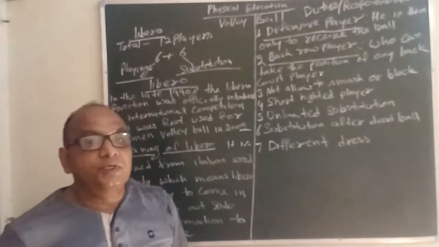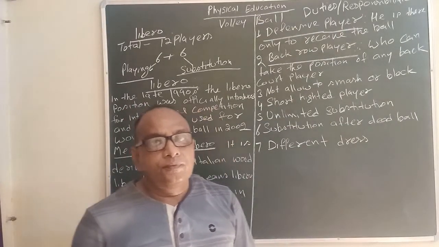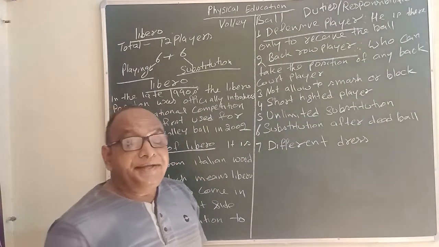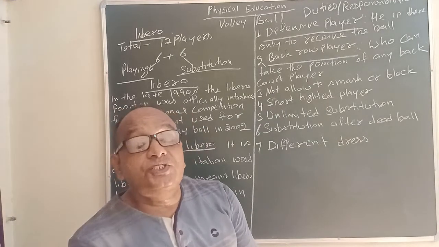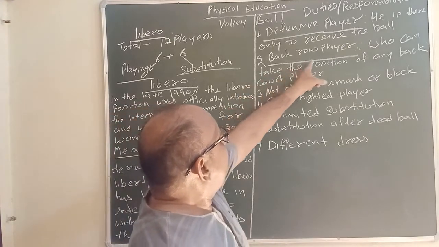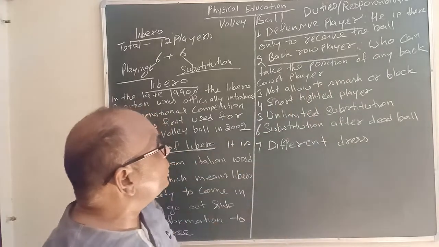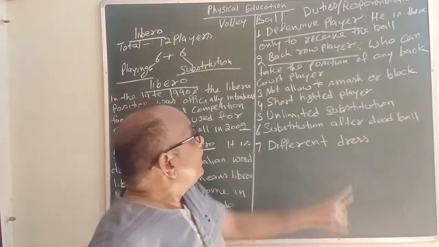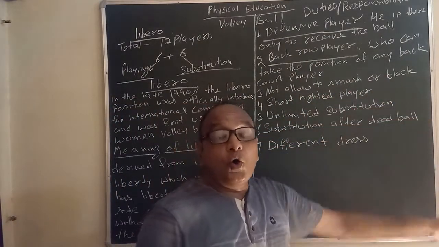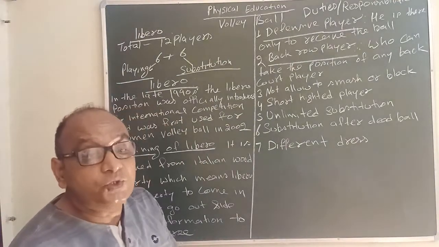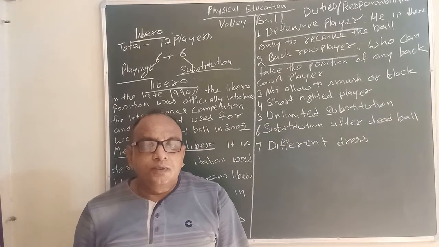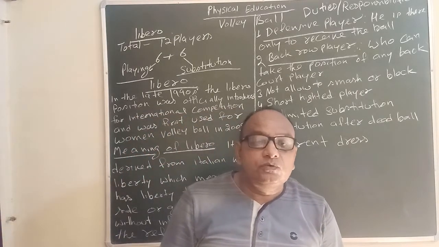Now, what does he do during the game? He is a defensive player. And he is there only to receive the ball. A back row player, who can take the position of any backcourt player. As you all know, he is a defensive player, so he is not allowed to smash or block the ball. He is there only to receive the ball. He is a short-heighted player, so he is more stable in the ground.